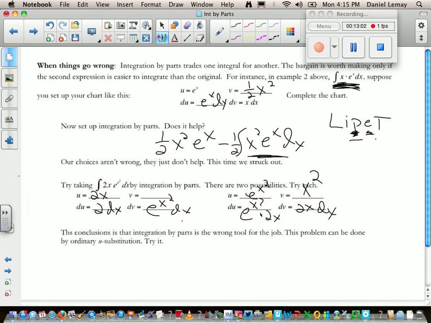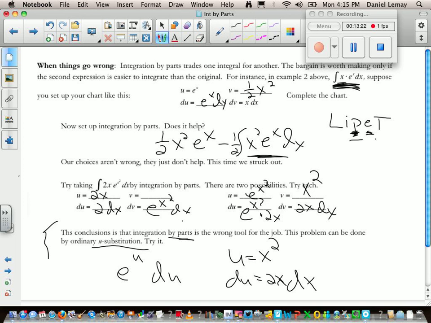Okay, so what he tells you in this hint, this is not an integration by parts problem. It's a substitution problem where you're going to say u equals x squared, du equals 2x dx, and then you just take it from there. You know what to do with that, right? E to the u du, and I need to pull the 1/2 out in front. Okay, so that's that.